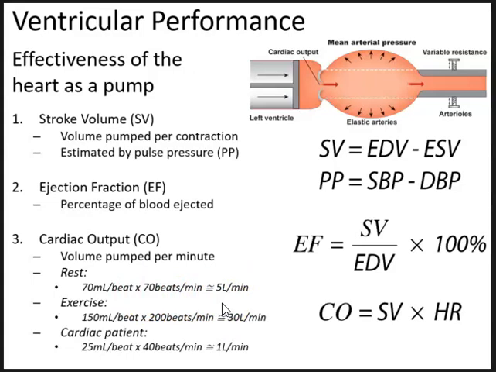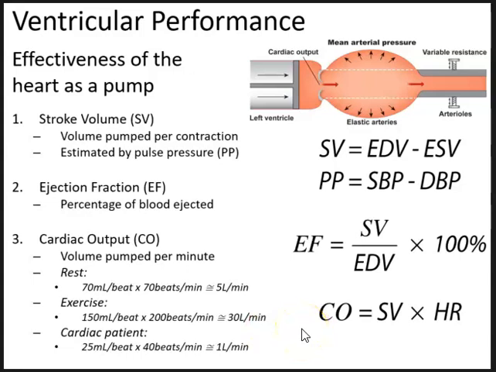For exercise, we have an increase in the amount of stroke volume, or the amount of volume of blood pumped per contraction. So with exercise, we could have 150 milliliters pumped per beat, and our heart rate can go up to 200 beats per minute. We get that blood flowing, lots of exercise. So we can calculate the cardiac output to be about 30 liters per minute.